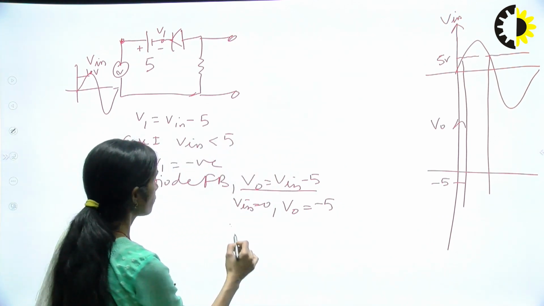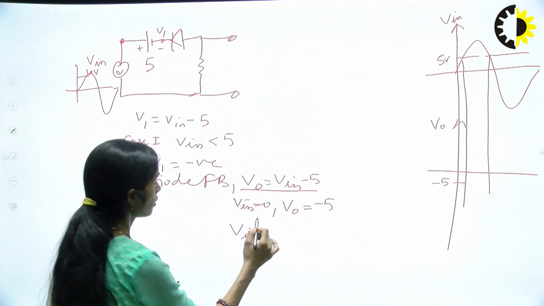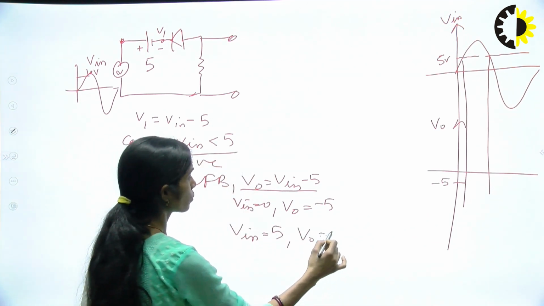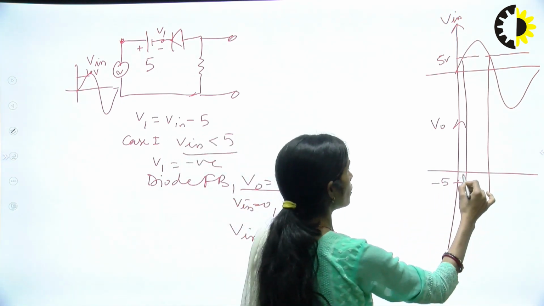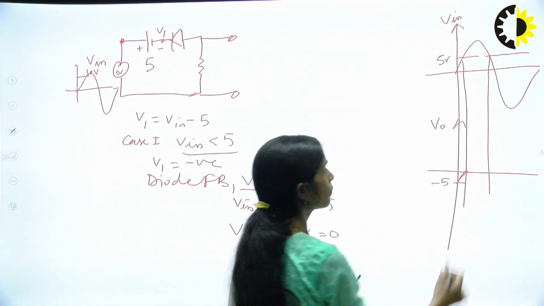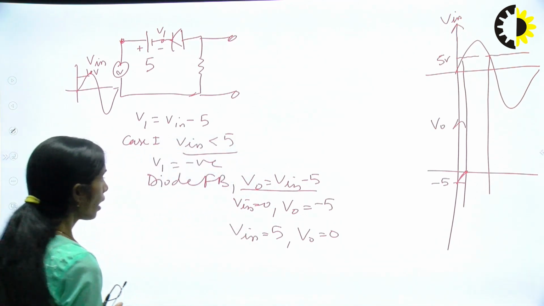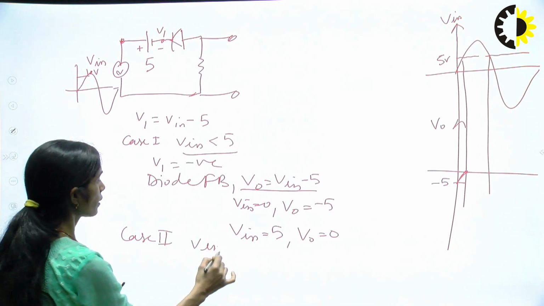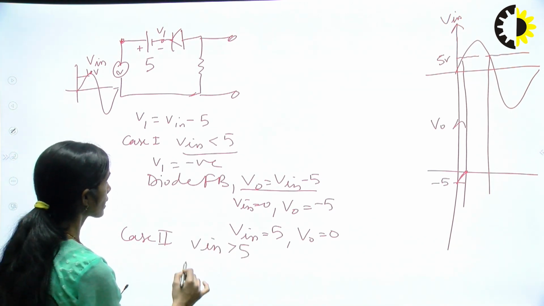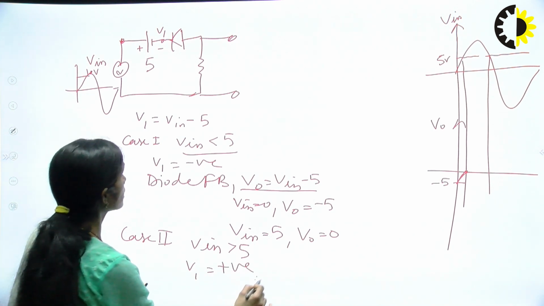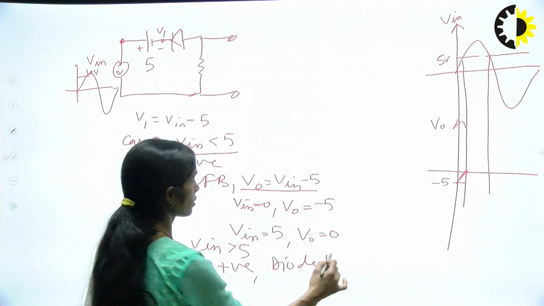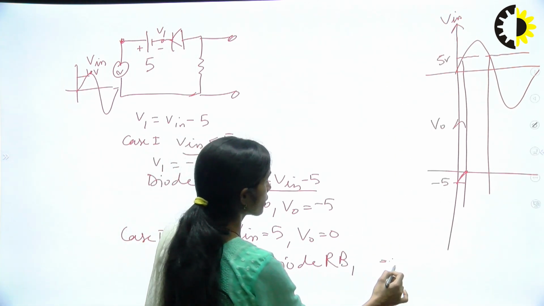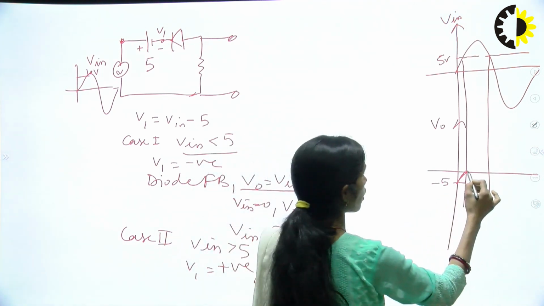And after this, if I take the peak voltage, I am taking this Vin as 5, then Vout is coming out to be 0. That means it will go up to 0 volt. Up to this, it will be giving the output. After this, in case 2, if I take Vin greater than 5, in this case V1 will be positive. For this, the diode will be reverse biased. So in this situation, it will become an open circuit, and again the Vout will come out to be 0. So in this, output will be 0.